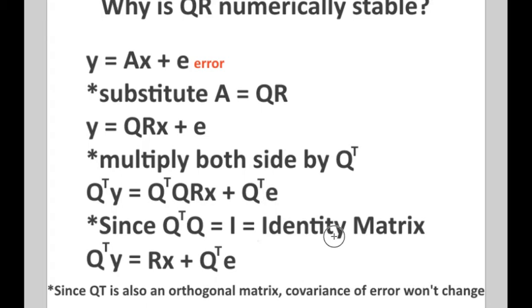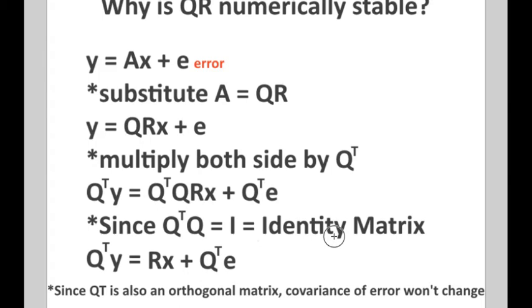In this case, we know that Q transpose is also an orthogonal matrix. If we transpose an orthonormal matrix, we also get an orthonormal matrix. It'll be on its side, but we still get it. So that means that the covariance of the error won't change.